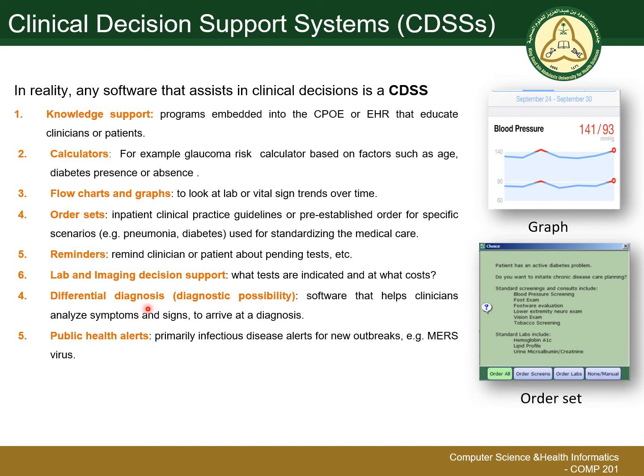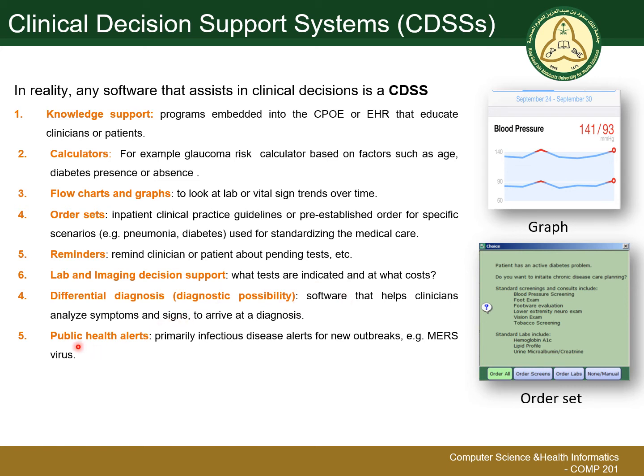Differential diagnosis or diagnostic possibility. These are software that helps the clinician to analyze symptoms and signs to arrive at a diagnosis. So the clinician will input the patient symptoms, and based on these symptoms, the system will generate differential diagnosis and questions to arrive at the possible diagnosis.